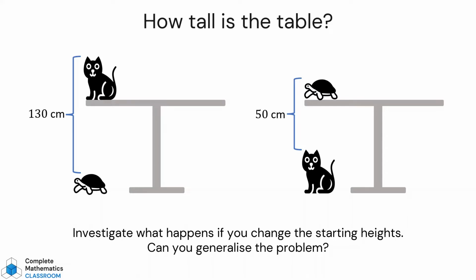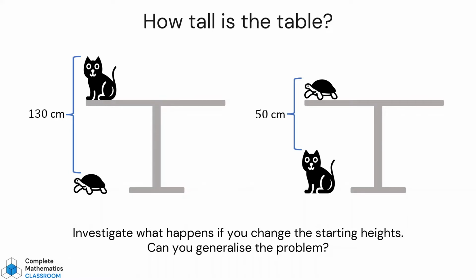So the idea is simple. You've got a cat on top of a table and a tortoise down below, and you can see the distance there. And then the cat and the tortoise switch position, and you can see how that distance decreases. And the question is simply, how tall is the table? So have a pause and a think if you've not already, and then we'll go through the task in detail next.